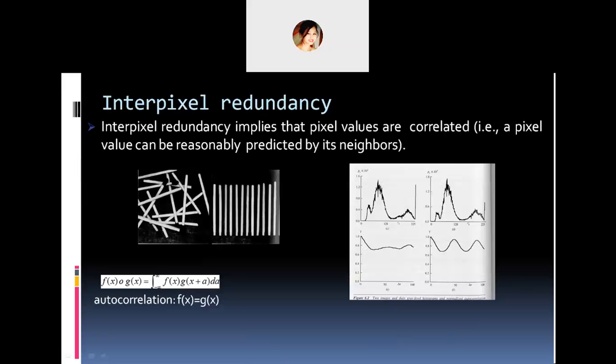So direct formulas. Then the second type of data redundancy is interpixel redundancy. The word itself says it is related to each other. Interpixel means the pixel values are correlated. That is, the value of one pixel is related to the value of another pixel. A pixel value can be reasonably predicted from its neighbors, because these are interdependent. And this is the equation for interpixel redundancy.